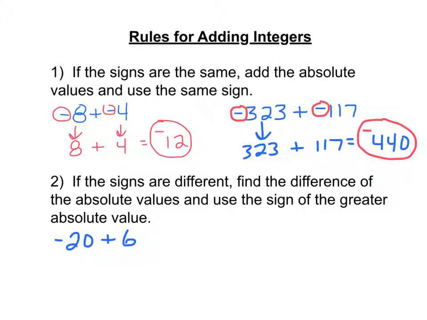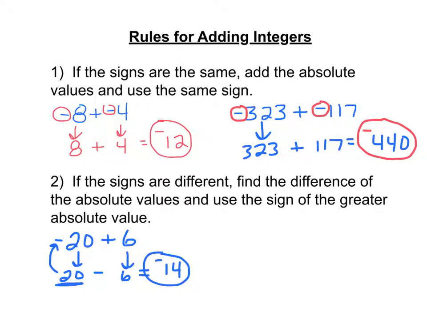According to this rule, I'm going to find the difference of the absolute values. So, the absolute value of negative 20 is 20. The absolute value of 6 is 6. Finding the difference means I'm actually going to subtract them. So I get 14. And I want to use the sign of the greater absolute value. Well, this is the greater absolute value, and this had the negative sign attached to it. So the answer to this is a negative 14.